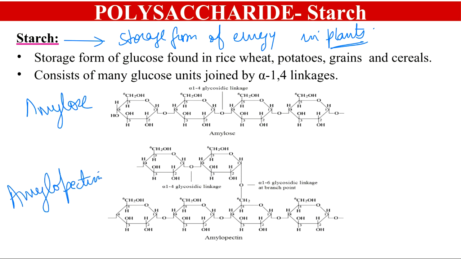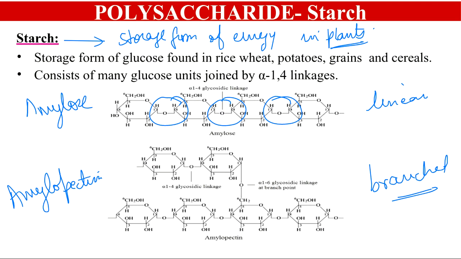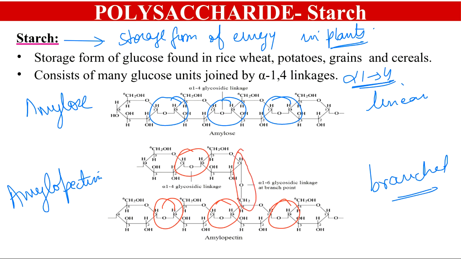The amylose is basically a linear structure. Yes, this is linear, and the amylopectin is a branched structure. Now, the important thing to consider is the linkages. In case of amylose, which is a linear structure, the bonds between the adjacent glucose molecules are alpha-1,4 glycosidic linkages. So this is important. Whereas in amylopectin, all the glucose molecules that I'm circling are alpha-1,4 linkage. But at the point where branching is occurring, alpha-1,6 linkage will be there.